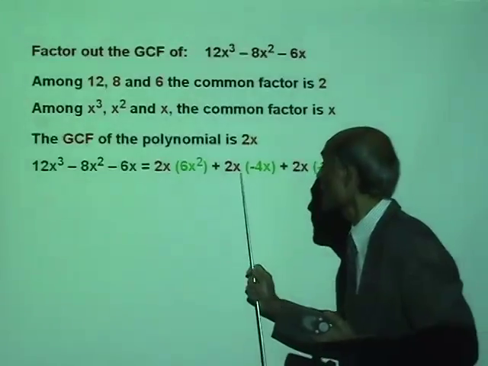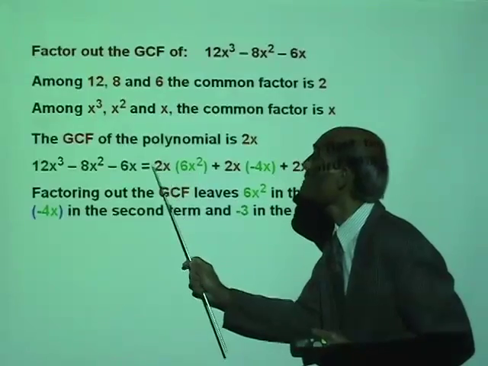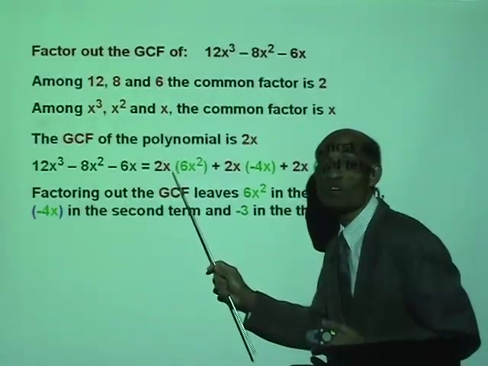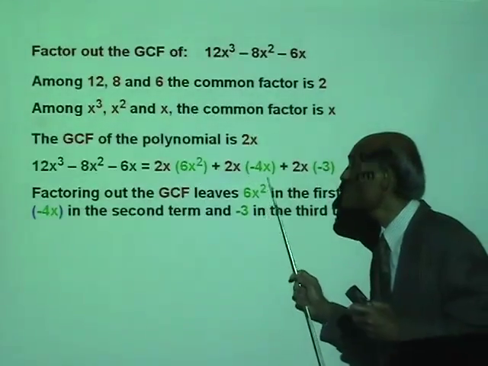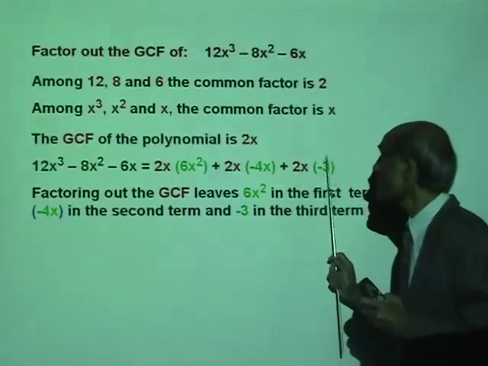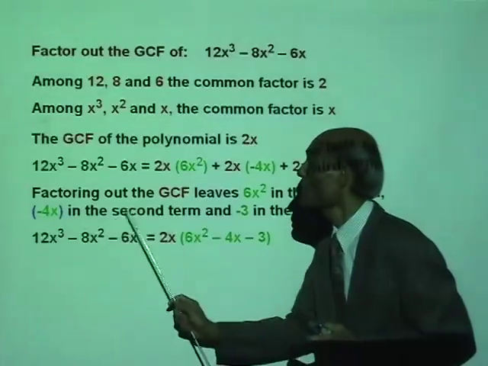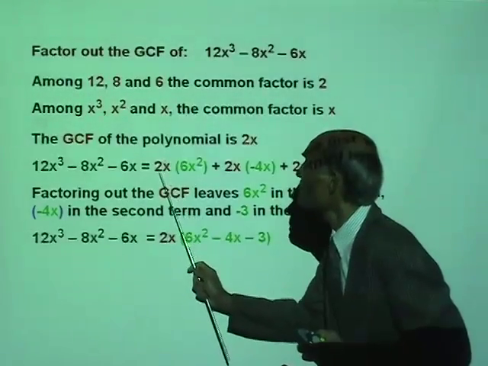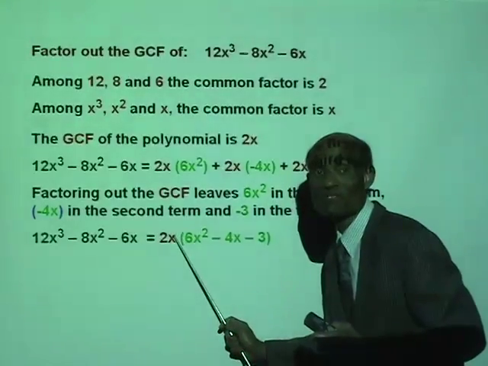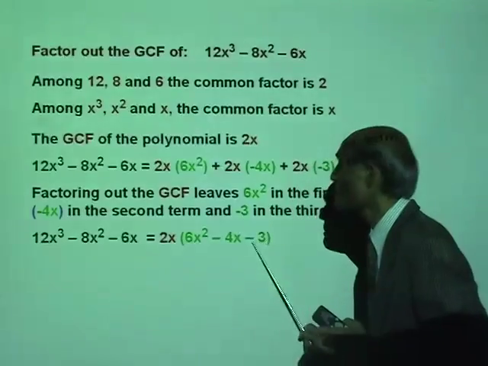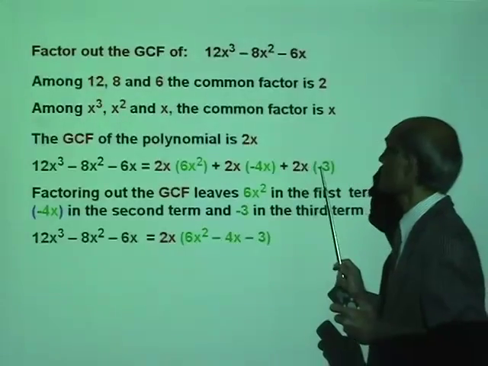And now we can pull out this common factor 2x. When you pull out the common factor 2x, what is left in the first term is 6x squared. What is left in the second term is minus 4x. What is left in the third term is minus 3. Let's write that. So our first term will be, we are going to pull out this 2x. 2x has come out outside the parenthesis. What is now going to stay inside the parenthesis? It will be 6x squared minus 4x minus 3.